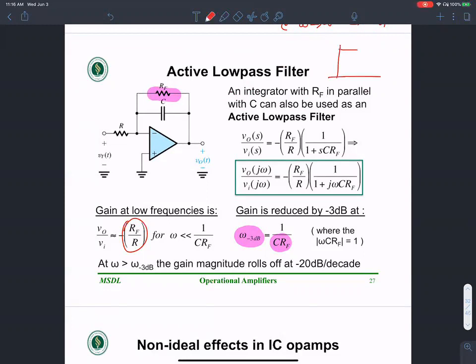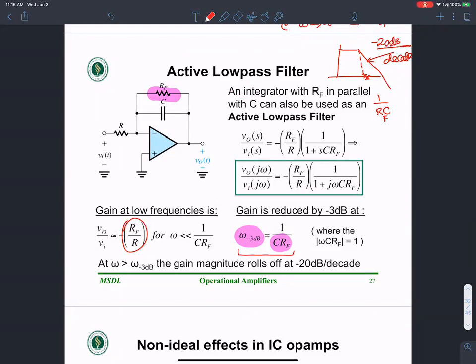With a low pass filter, and because there is a single pole behavior, single time constant, the roll off is always going to be negative 20 dB per decade. It turns out that the pole frequency for this, the frequency at which this begins to fall, is 1 over RC. That's the negative 3 dB frequency.